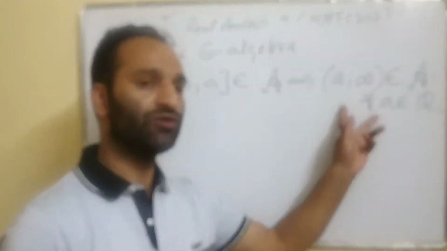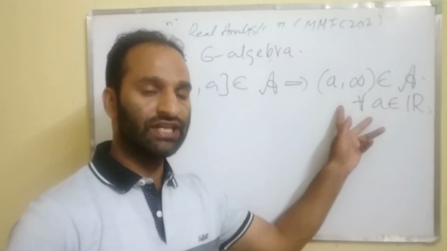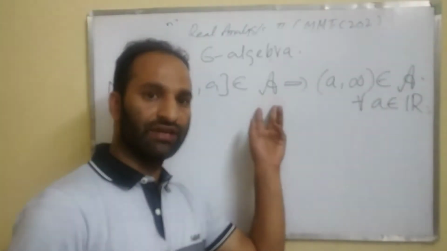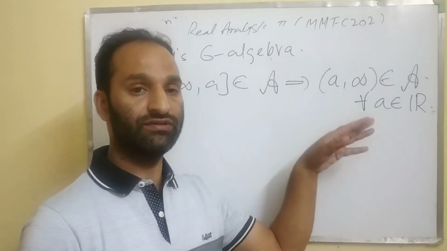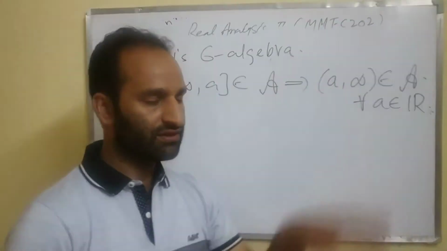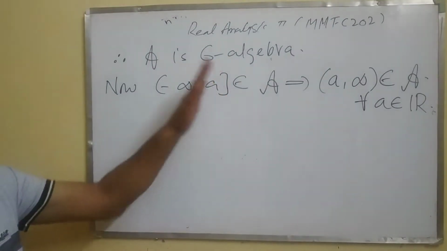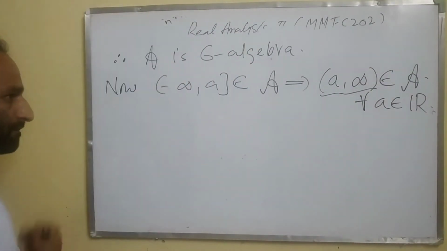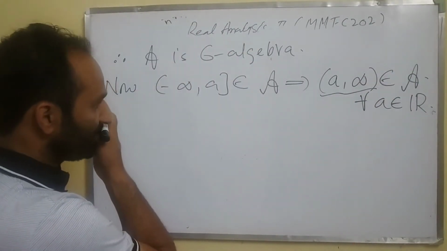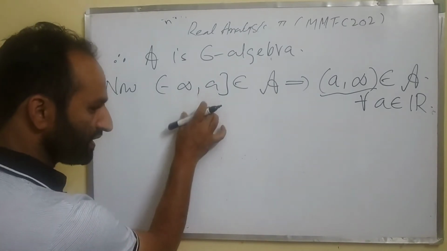If it contains every bounded open interval of R, then it will contain each open set, because it is a sigma algebra, and every open set can be written as a countable disjoint union of bounded open intervals, and that must be in cursive A because it's a sigma algebra. So this one is in the cursive A. So now this one is in cursive A.